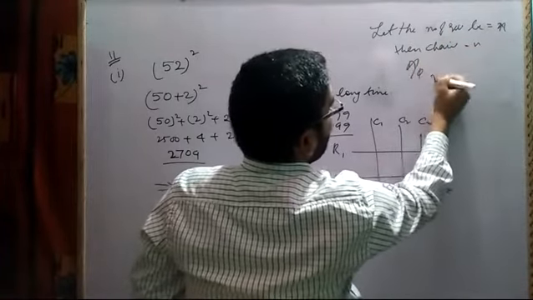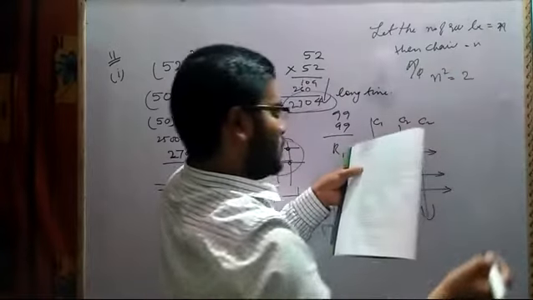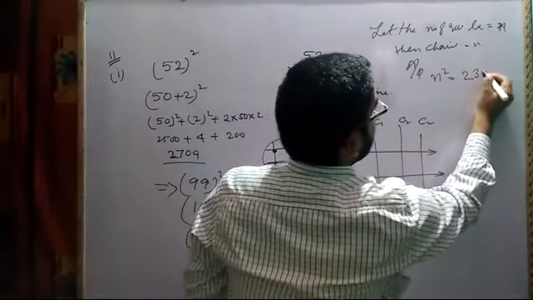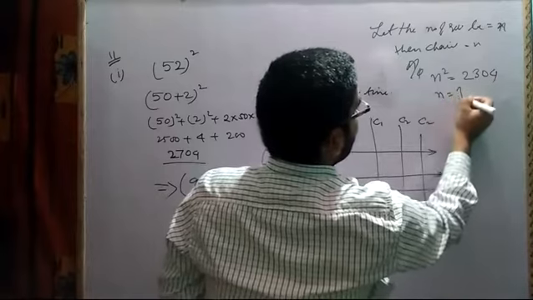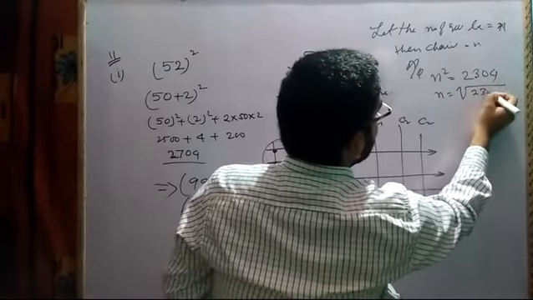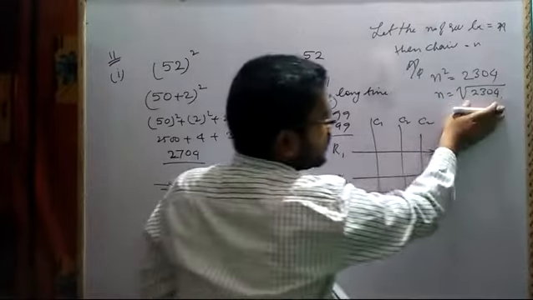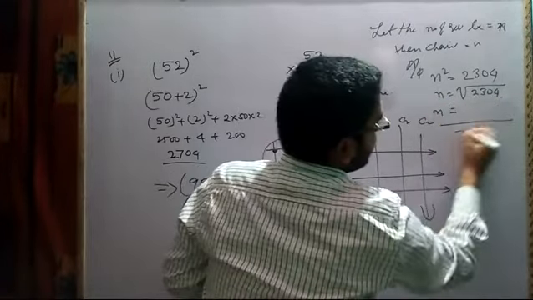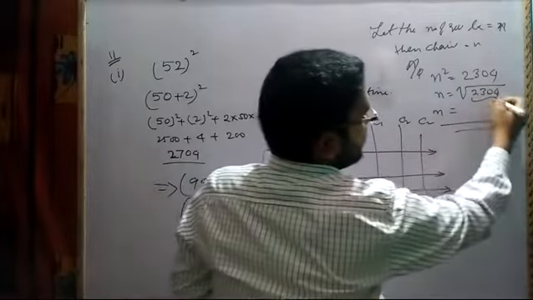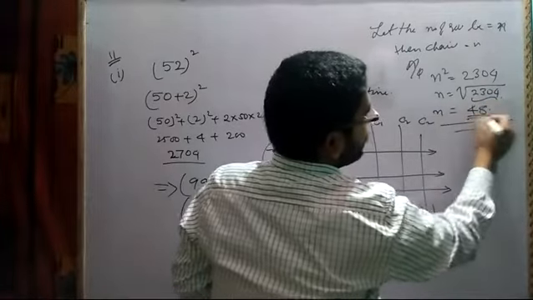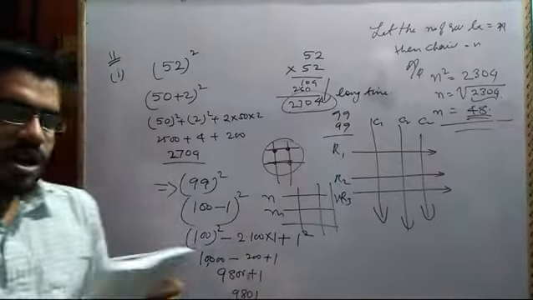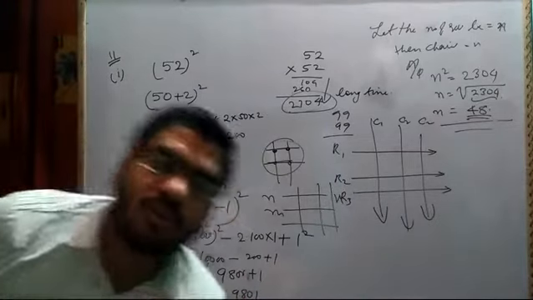According to the question, n square is equal to 2304. So n will be equal to the square root of 2304. By using the prime factorization method or the long division method, I hope you can easily find it. When you calculate its value, the answer will be 48. So the total number of chairs will be 48, and the total number of rows will also be 48.